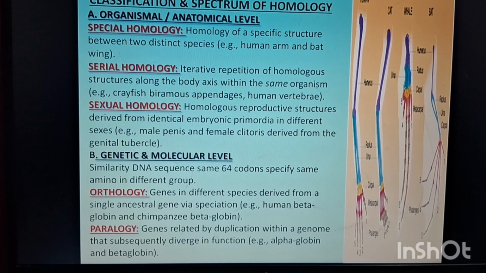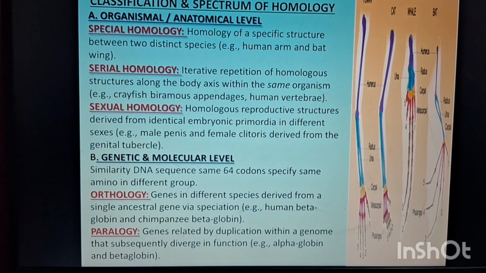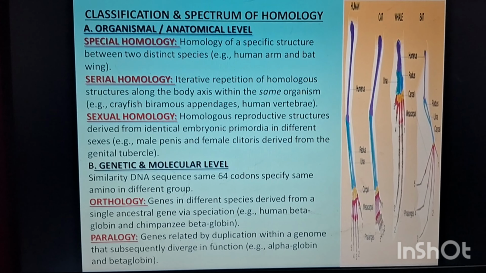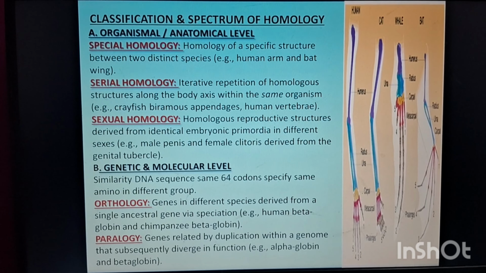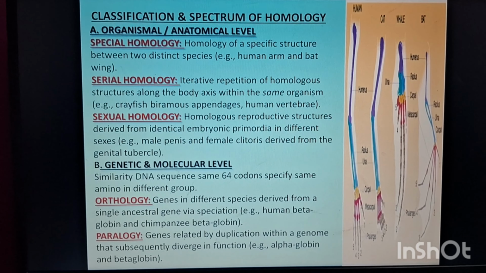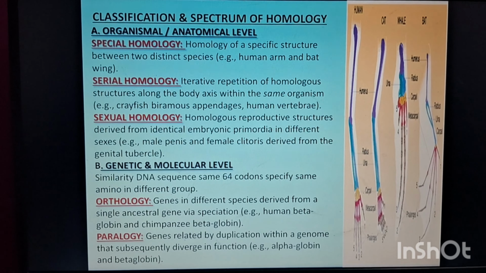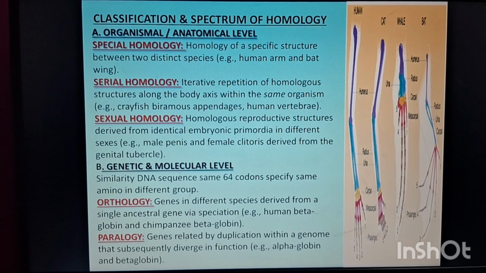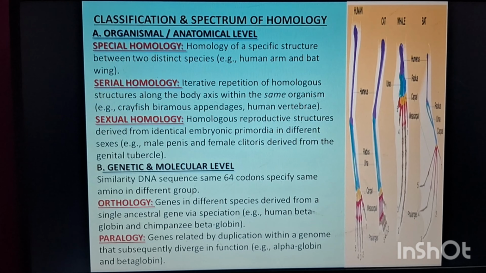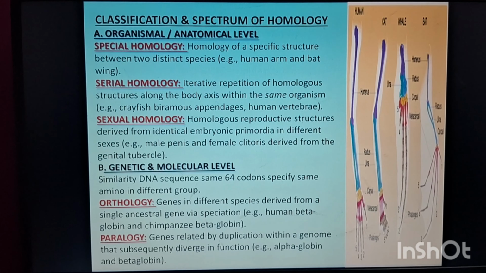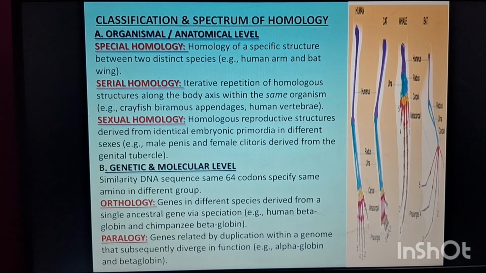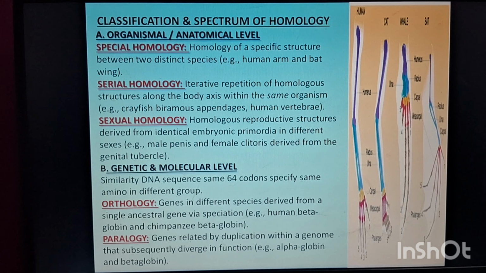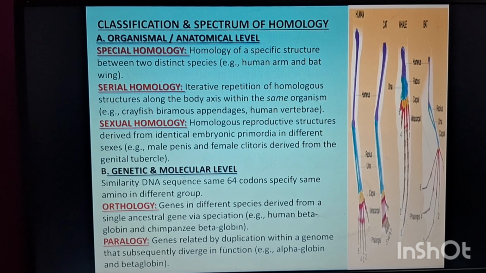First, organismal and or anatomical level. Spatial homology: homology of specific structures between two distinct species, that is human and bat wings. Next, serial homology: iterative repetition of homologous structures along the body axis within the same organism. Example, crayfish biramous appendages and human vertebrae. Next, sexual homology: homologous reproductive structures derived from identical embryonic primordia in different sexes, that is male penis and female clitoris derived from the genital tubercle.